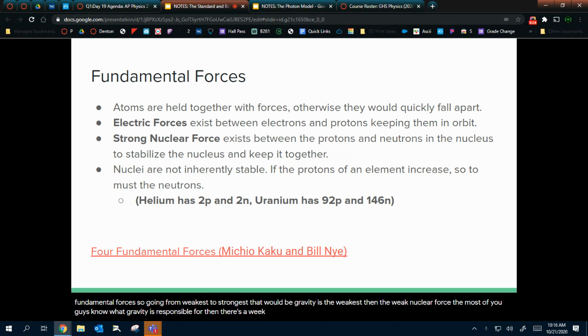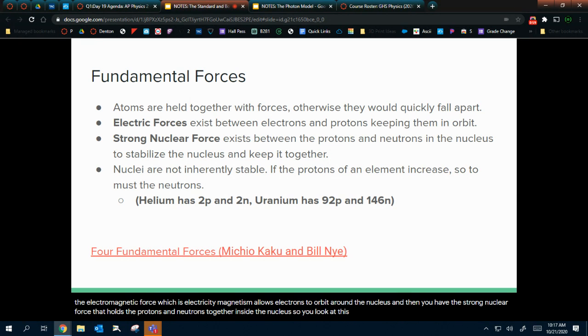Then there's the weak nuclear force, which is essentially what causes the nucleus of an atom to split. We call that radioactivity. You can think of the weak nuclear force as kind of responsible for atomic bombs. And then you have the electromagnetic force, which is obviously electricity and magnetism, and allows electrons to orbit around the nucleus. And then you have the strong nuclear force, which holds the protons and neutrons together inside the nucleus.